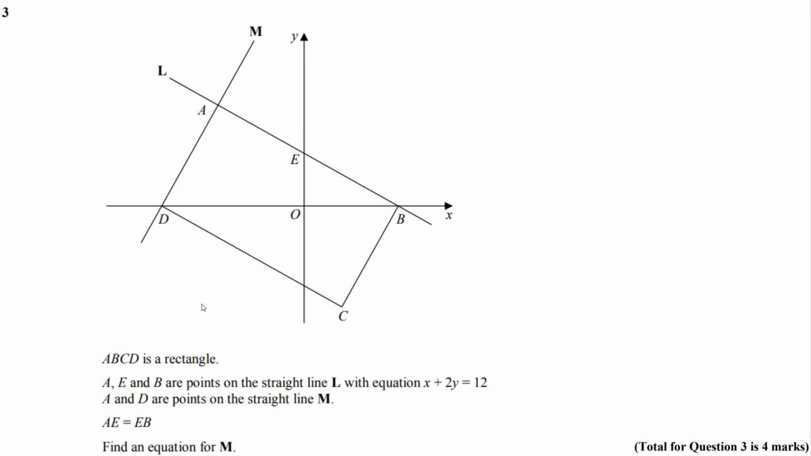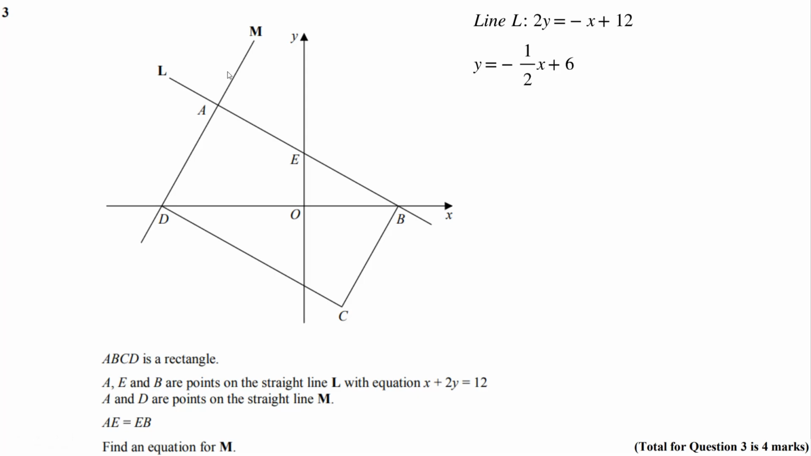ABCD is a rectangle. The points A, E and B are on the straight line L, with this equation. So just put this into a usable form to get this. You can just rearrange, so minus 12, minus x, and then divide everything by 2. A and D are points on the straight line M. I don't think I actually used D here, but it doesn't really matter. You can use it, I think.